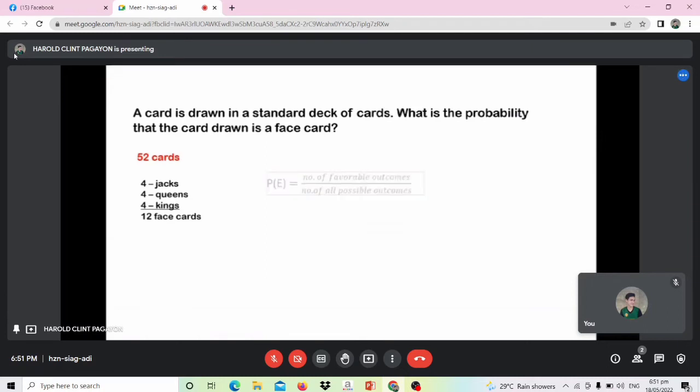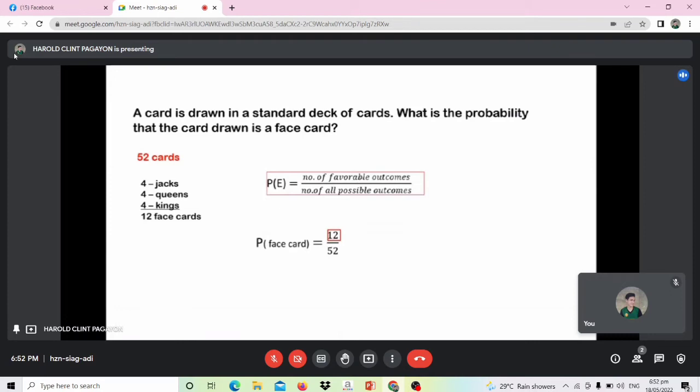That's what we are going to use to substitute in our formula, which is P of E equals the number of favorable outcomes all over the number of all possible outcomes. So let's substitute our given values there. We will have P of face card, since we are looking for the probability of the face card being drawn, equals 12 over 52.